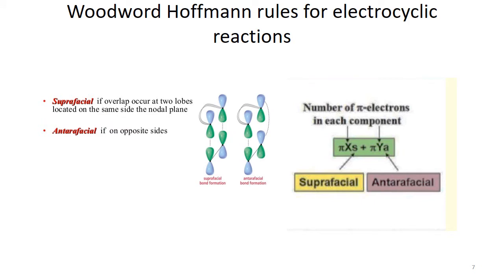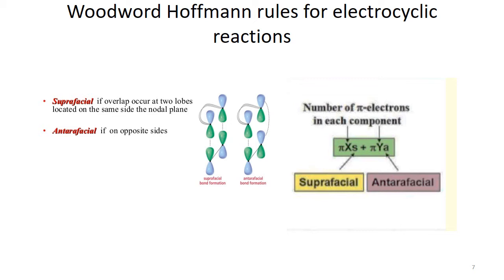This is a further elaboration of these points. This is how we can explain suprafacial: overlap occurs between two lobes located on the same side of the nodal plane. When you see the two orbitals overlapping in suprafacial bond formation, the bond formation occurs on the same side of the lobe. But in the case of antarafacial, the blue lobe has to interact with the blue lobe, so it goes from the opposite side.